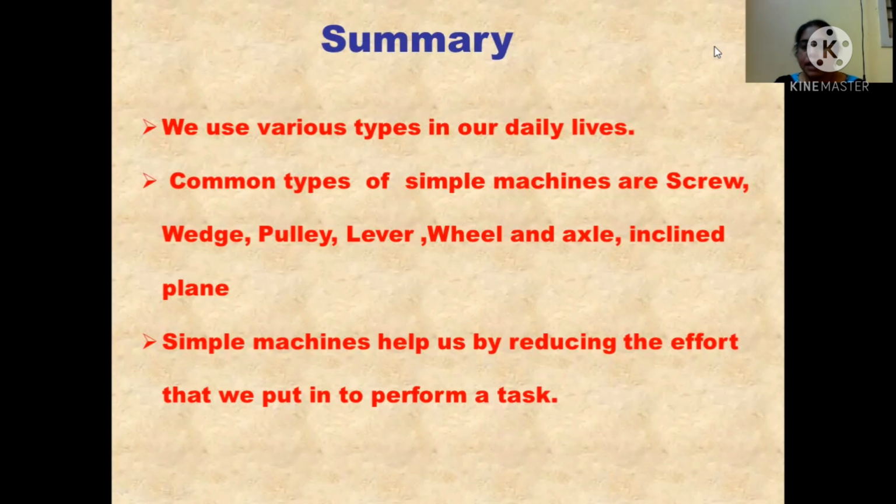Let us summarize what we have learned in today's session. We use various types of simple machines in our daily lives. Common types of simple machines are screw, wedge, pulley, lever, wheel and axle, and inclined plane. Simple machines help us by reducing the effort that we put in to perform a task.